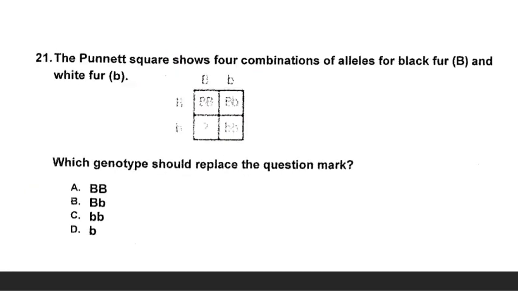Number 21, the Punnett square shows 4 combinations of alleles for black fur and white fur. Which genotype should replace the question mark? So the question mark is right here. I know it's kind of faded. And we have dominant and we have recessive here. So looking at this, if we bring down this allele and bring over that allele, then what genotype is going to go right there?